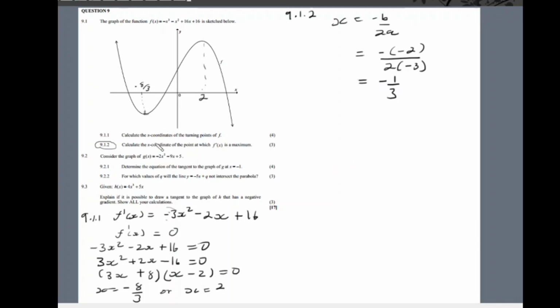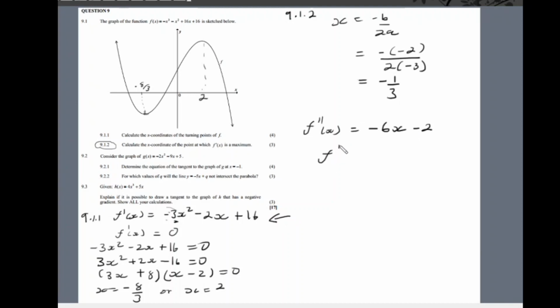Alternatively, you can calculate the second derivative of that function and equate it to 0. Let me do that and show you. If we calculate the second derivative, it means we are taking the derivative of the first derivative. So I will differentiate this function, right? My second derivative will be equal to minus 6x minus 2, right?